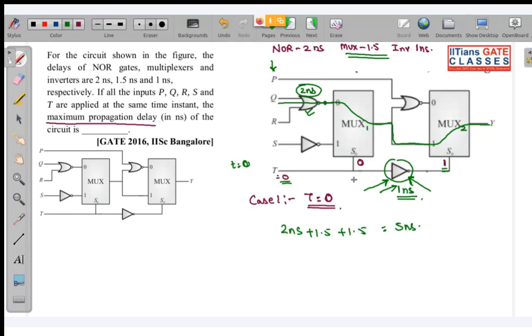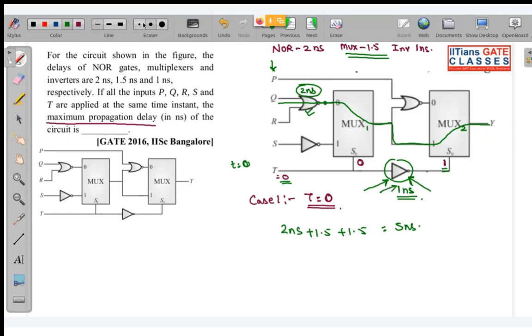Now tell me, is this clear? Is the concept clear? Is the concept clear now? Everyone tell me why we are ignoring this 1 nanosecond. Anyone have any doubt? So you can ask.